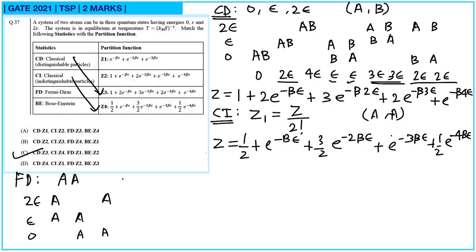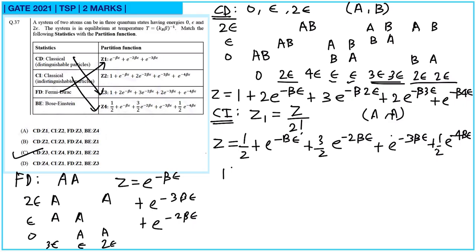So the corresponding Z will be the summation of all these. So Z is equal to e raised to minus beta E plus e raised to minus 3 beta E, because here we have to add those energies. So here it will be 3E, here it will be E, and here it will be 2E, and plus e raised to minus 2 beta E. So just add those energies. So this will be the first one, so FD is Z3.